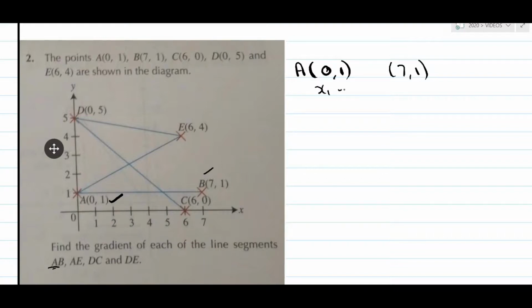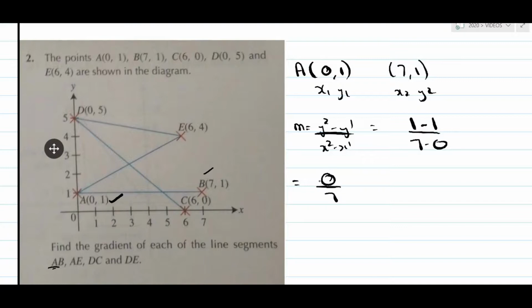Now x1, y1 and x2, y2. Apply the formula m equals y2 minus y1 upon x2 minus x1. Therefore 1 minus 1 upon 7 minus 0. Now 1 minus 1 is 0 and 7 minus 0 is 7. Now any number divided or multiplied by 0 is 0. Hence your gradient is 0. I already told you when the lecture started that the gradient of a horizontal line is 0. And hence, because AB is a horizontal line, the gradient of this line is also 0.